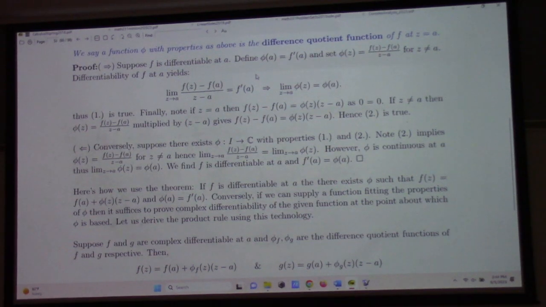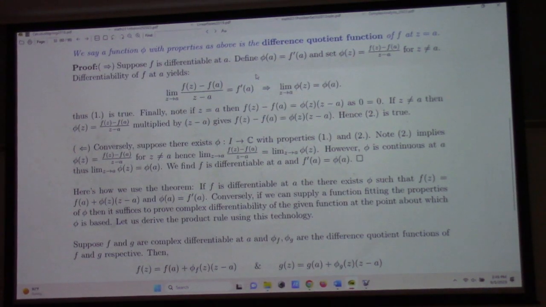Anyway, for the other direction, if I have a phi which satisfies properties 1 and 2, well then that means that the difference quotient is equal to phi of z, and then the limit exists, so therefore it's complex differentiable. I mean, it doesn't seem like this should help you at all, does it? It's like just giving a label, a notation for the difference quotient.